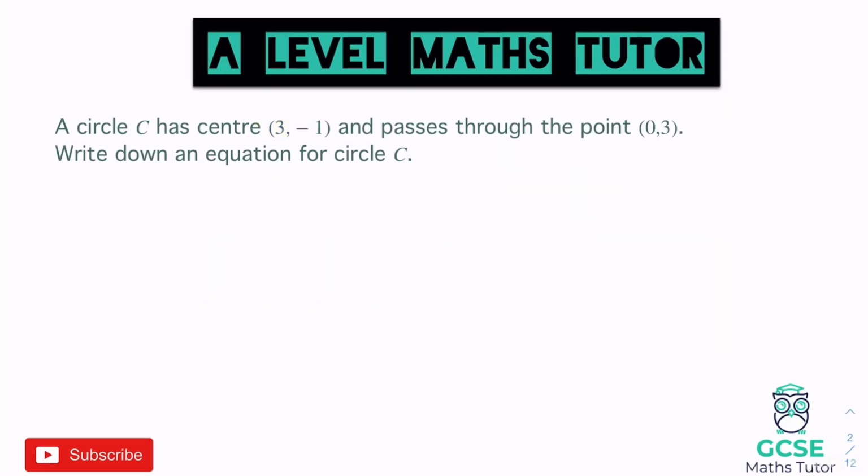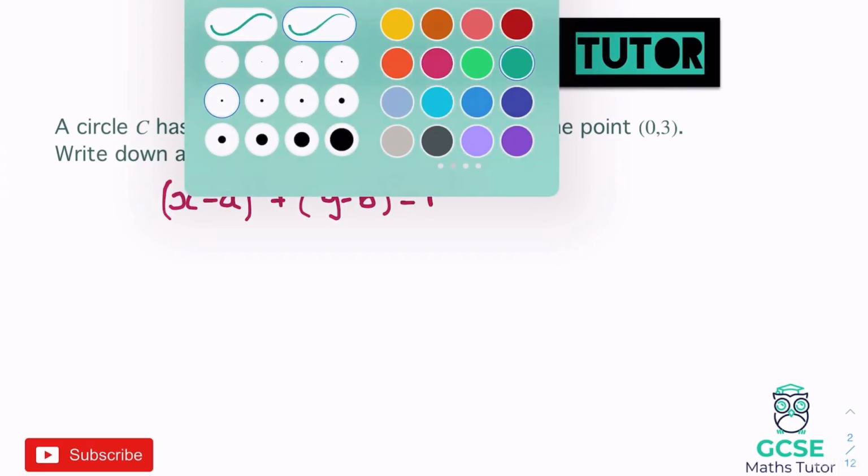Okay, so a very similar question here. We've got a circle C has centre (3, -1) and passes through the point (0, 3). Write down an equation for the circle C. So let's have a look then. Obviously the equation for our circle is (x minus a) squared plus (y minus b) squared, and that equals r squared. Now again, we've been given a coordinate for the centre here. So if we plug those in, let's see what we get.